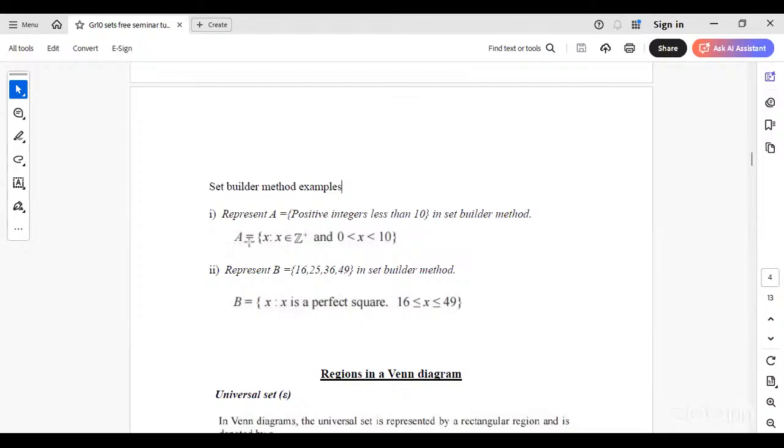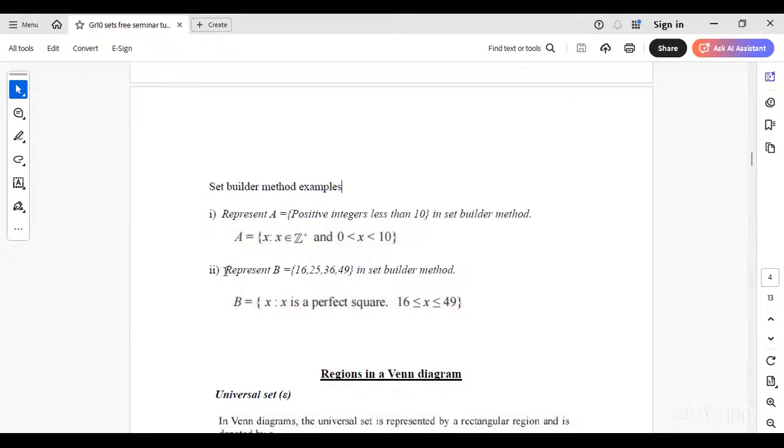We write A equals {x : x ∈ Z+, 0 < x < 10}. What is x here? It is the variable that we are going to define. x is an element of the positive integers, and x is greater than 0 and less than 10. Why? Because it says it's less than 10. That's the main part: it should be less than 10 and greater than 0. So this is how you define the set builder method for the positive integers less than 10.